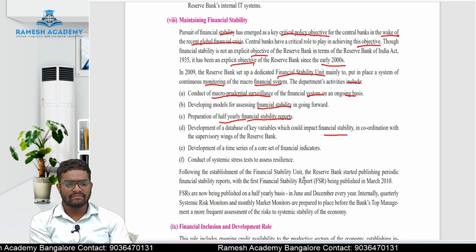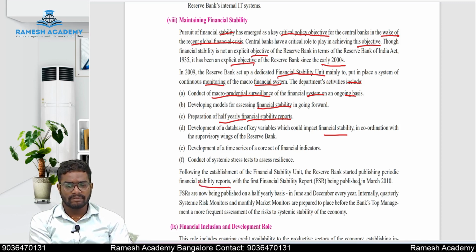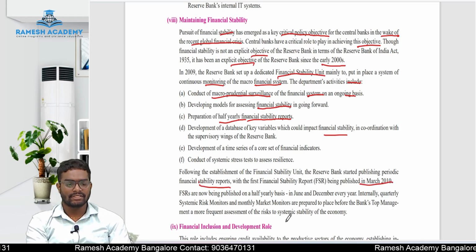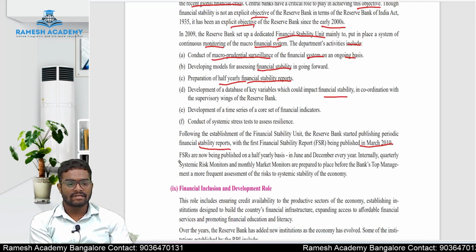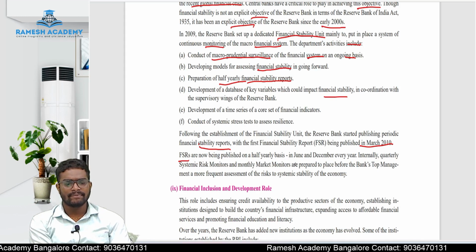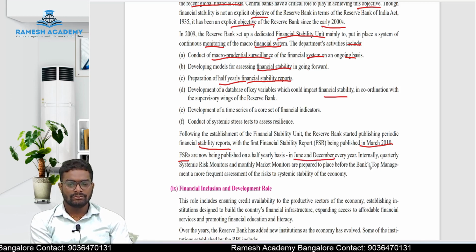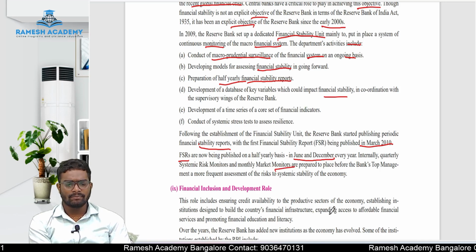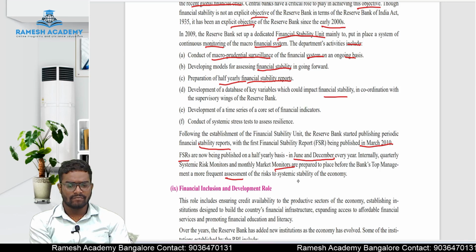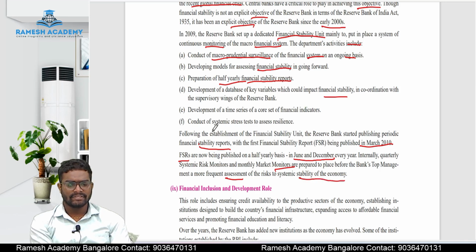Following the establishment of the financial stability unit, the RBI started publishing periodic financial stability reports, with the first financial stability report being published in 2010. So this you can refer to, and see what the contents of the report are. FSRs, financial stability reports, are now being published on a half-yearly basis in June and December. See, June and December they will be publishing. Internally, quarterly system risk monitors and monthly market monitors are prepared to place before the bank's top management for more frequent assessment of the risk to systemic stability of the economy.